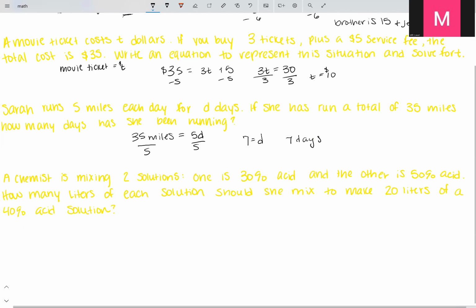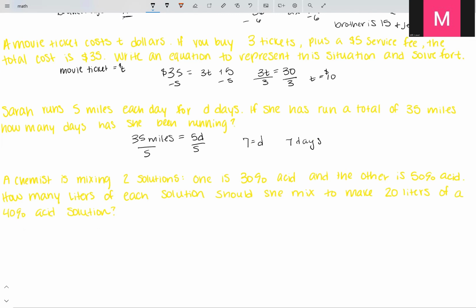Last, we've got a chemist mixing 2 solutions. One is 30% acid and the other is 50% acid. How many liters of each solution should she mix to get 20 liters of a 40% acid solution? So this one is a bit more complex, and we're going to start with what we're looking for. So we want to make 20 liters of a 40% acid solution.